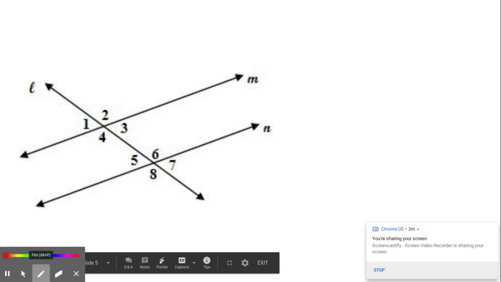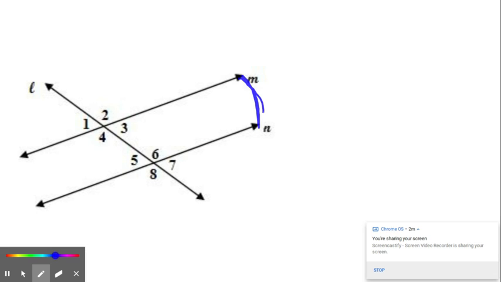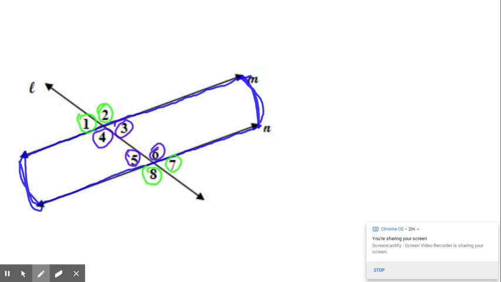Okay, next one. Here we go. Let me draw my car again. Here's the front, here's the back, here's the sides. So my interior angles are once again 4, 3, 5, 6. My exterior angles, 1, 2, 7, and 8. Let's talk about corresponding angles here for this one.